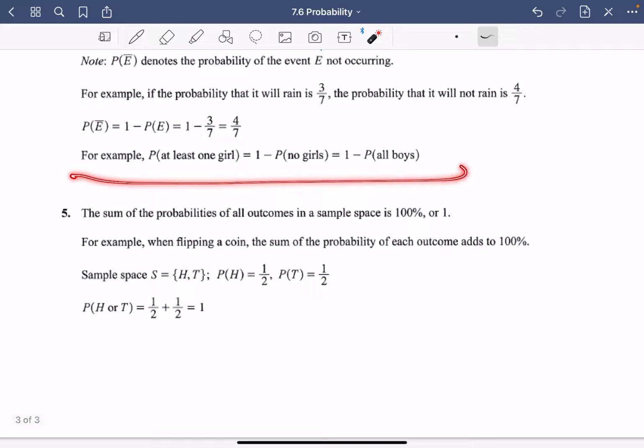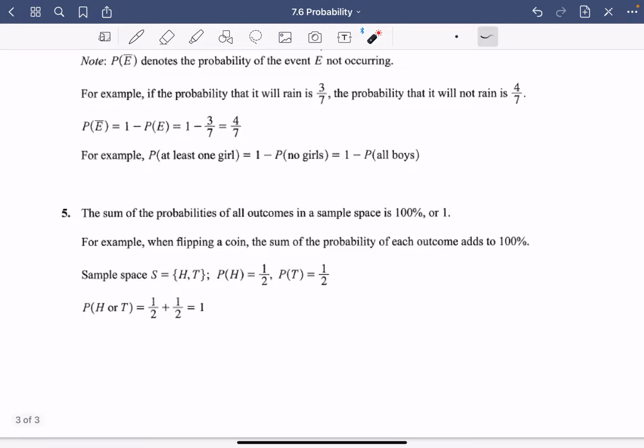And if you look at this example, if you're looking for the probability of at least one girl, then you can just use 1 minus the probability of no girls. Okay? At least one means it can be one or more. So the only thing that's excluded is when there are no girls. So you use 1 minus the probability of no girls, which will be the probability of at least one girl.